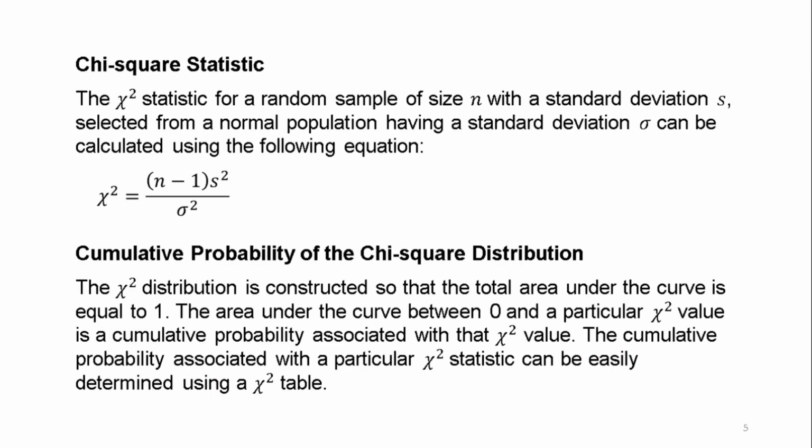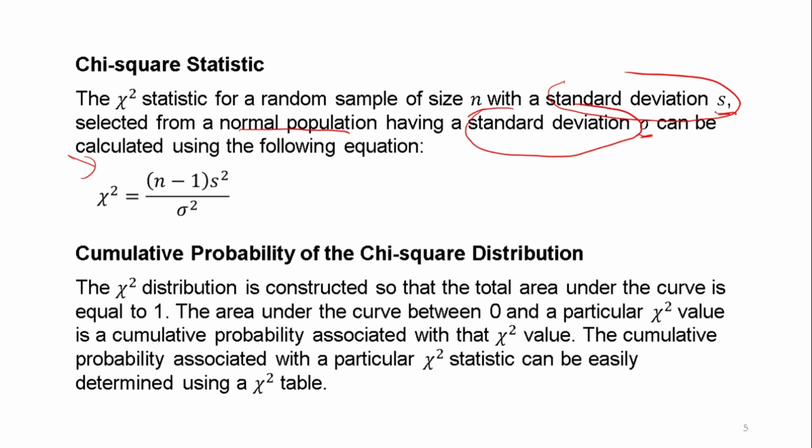Chi-square statistic. The chi-square statistic for a random sample of size n with a standard deviation s selected from a normal population having a standard deviation sigma can be calculated using the following equation. So if the question involves the standard deviation of the sample and the standard deviation of the population, you can follow this equation. Just substitute the values and you will get the value of chi-square.